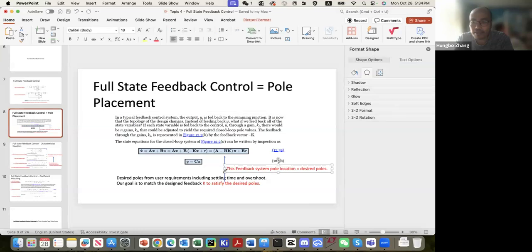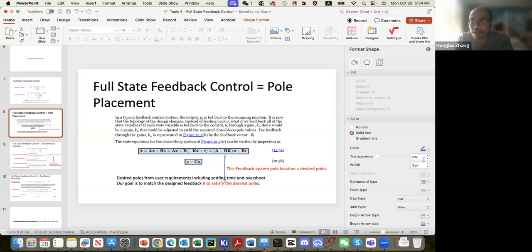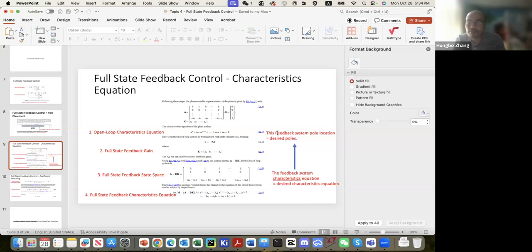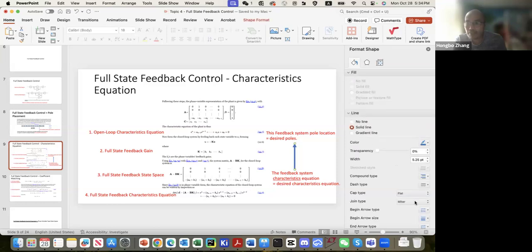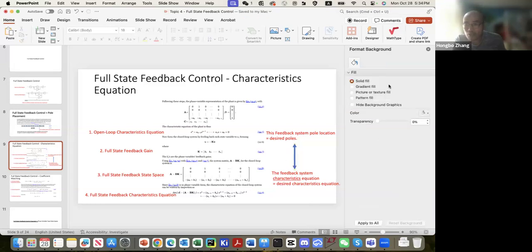I make it bigger here, okay? Make it thicker. I will revise the slide so you can follow better and when you review the lectures. So these two things are the same. The desired feedback pole location equals the desired poles. That indicates, and change the arrow here. All right, these two are the same thing, right? Because if the poles are the same, the characteristic equation should be the same.